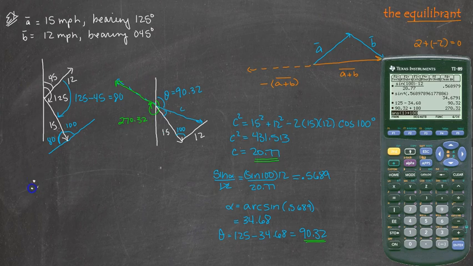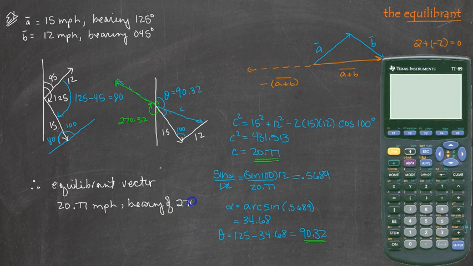Therefore, the equilibrant vector has a magnitude of 20.77 miles per hour at a bearing of 270.32.